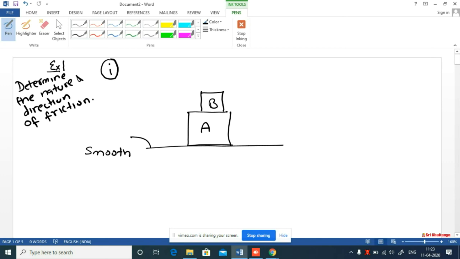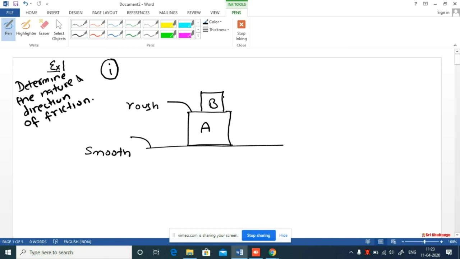And the surface between A and B is rough. So since the ground is smooth, there can never be any friction between A and the ground. So whether there is tendency of motion or not, whether there is relative motion or not, doesn't matter. But yes, between A and B there can be friction, and we have to determine whether that friction is kinetic, whether that friction is static. And what's the direction of the friction?